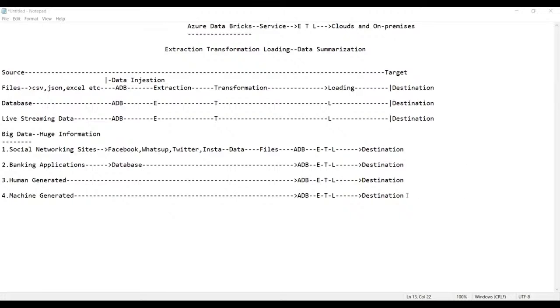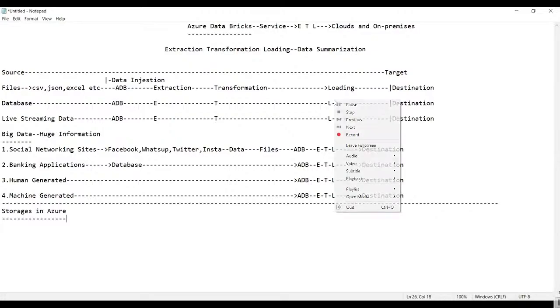Now, after all these things are completed, we get the data from files, etc., into the ADB, and from ADB we perform extraction, transformation, and loading. But in ADB, where is the data stored? The data is stored in the following storages. Storages in Azure are what we require to store the data. If you store the data in Azure, you can use it anywhere, guys.